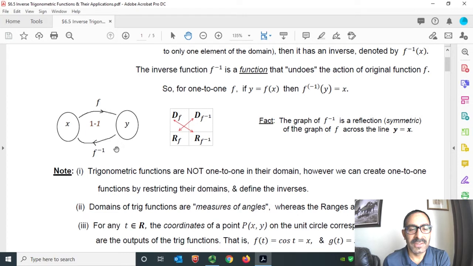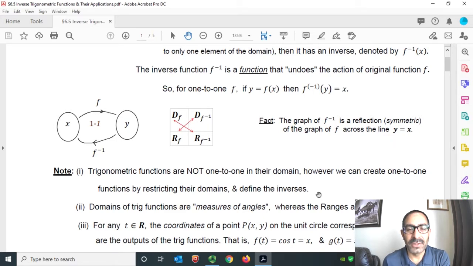So that means the domain of f is the range of f inverse, and the range of f is the domain of f inverse. And in fact, the graph of the inverse function is a reflection of the graph of the original function across the diagonal line y equals x.